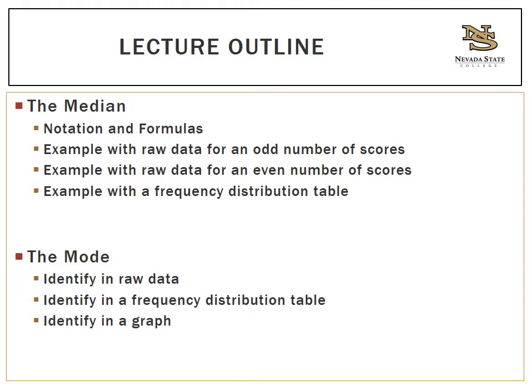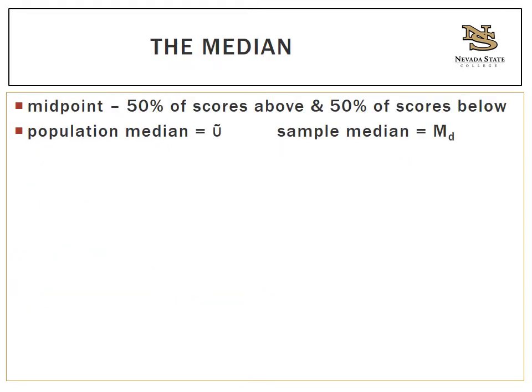Then we'll end on the mode, so just how to identify it in raw data, how to identify it in a frequency distribution table, and how to identify it in a frequency distribution graph. So unlike the median, where it's a little more complicated if you have data in a frequency distribution table, the mode is a lot easier to identify if you have it in a frequency distribution table or in a graph.